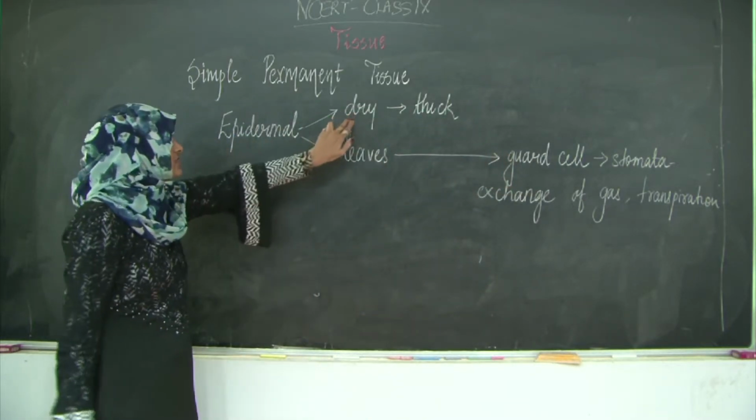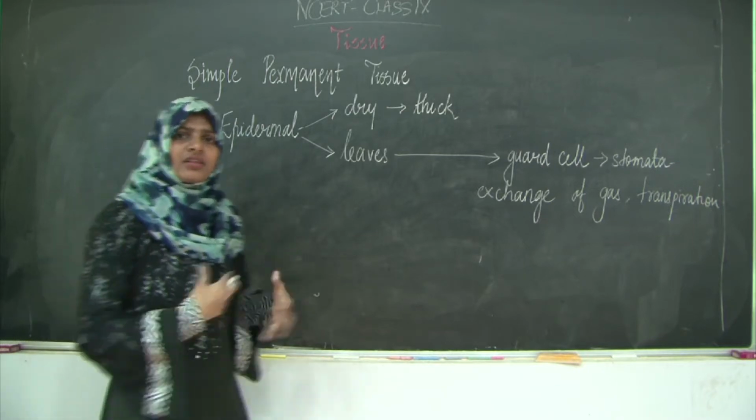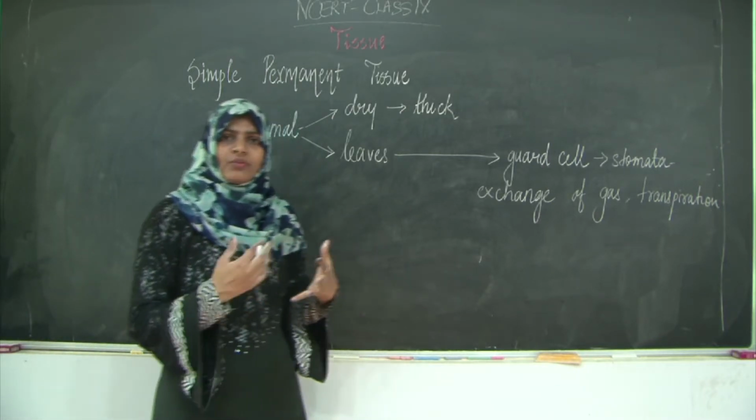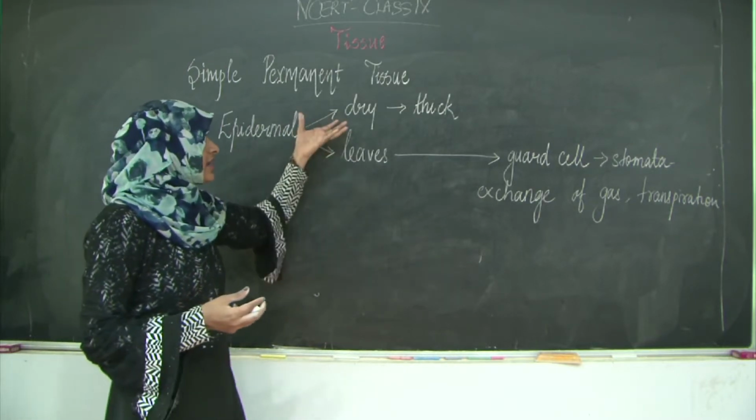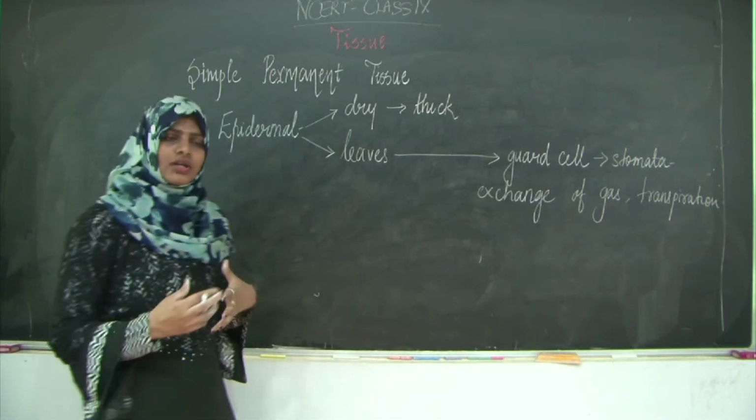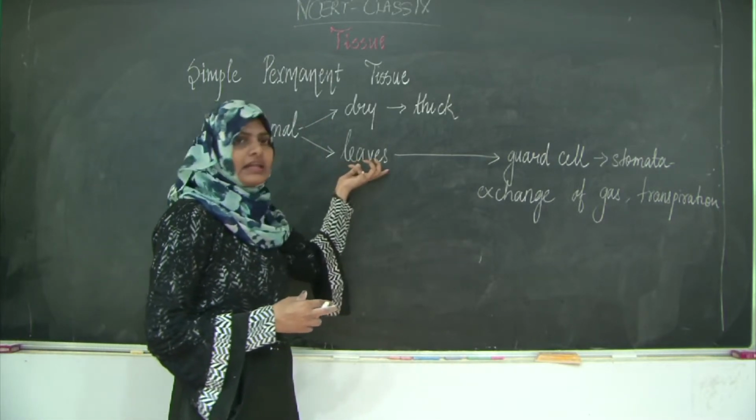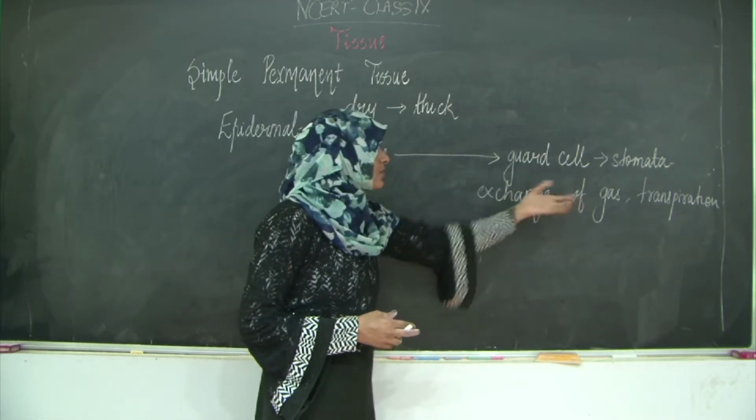So, we studied about the first type, that is, it is thick. The first thing is, it is thick or thin depending on the habitat. If it is in a habitat where there is too much cold, then it may be thin. And in a dry habitat, since you cannot allow the water to move out, it is a thick layer so that the water does not move out. Then in leaves, along with the epidermal cells you have guard cells which have stomata, which help in the exchange of gases.